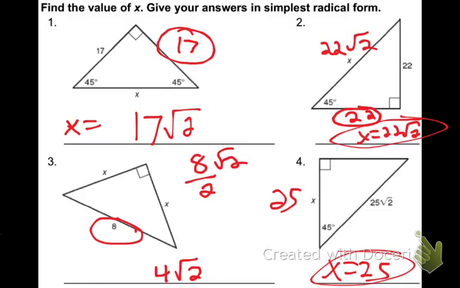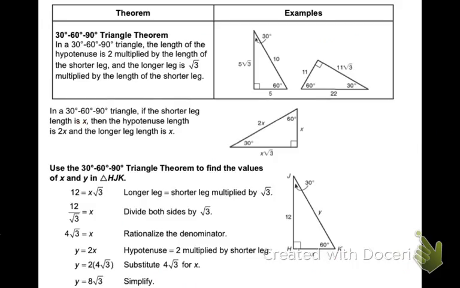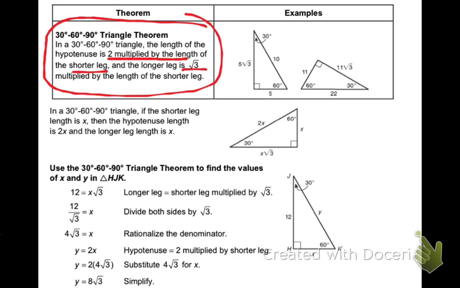The tough ones are the 30, 60, 90s. There are special rules here. Quiet down, please. Now, listen. In a 30, 60, 90 triangle, the length of the hypotenuse is 2 multiplied by the length of the shorter leg. So it's twice the shorter leg. And the longer leg is the square root of 3 multiplied by the length of the shorter leg.